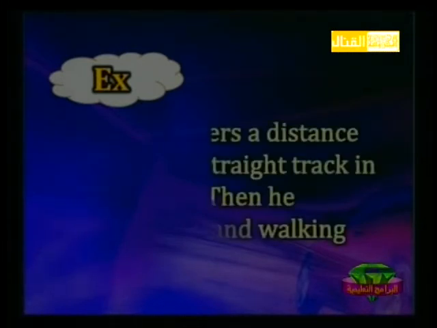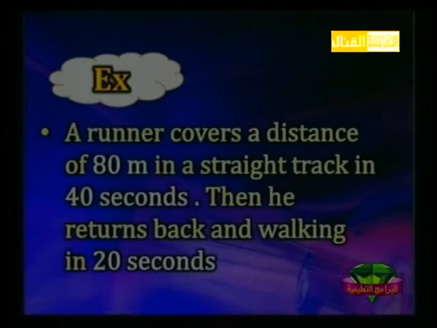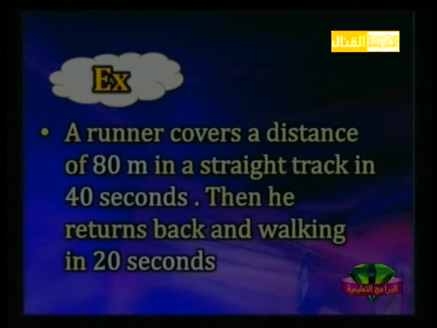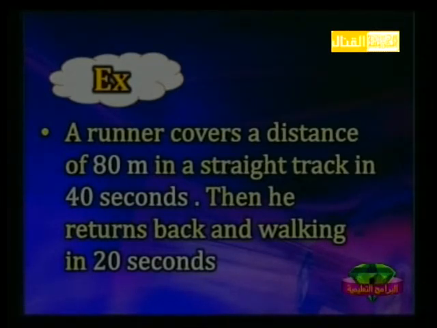My dear, let's see the important example. Take care. This example is very important because it has a lot of answers. Look at this. At first, a runner covers a distance of 80 meters in a starting track in 40 seconds. Then he returns back, walking, in 20 seconds. When he starts, he moves 80 meters in the starting track. Then he gets a time of 40. When he goes back again, it takes another 20 seconds.